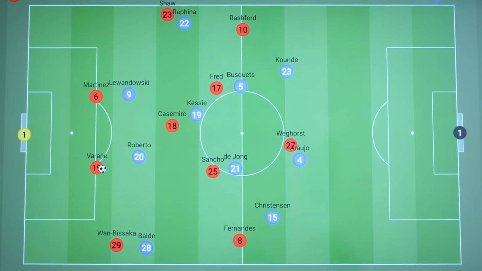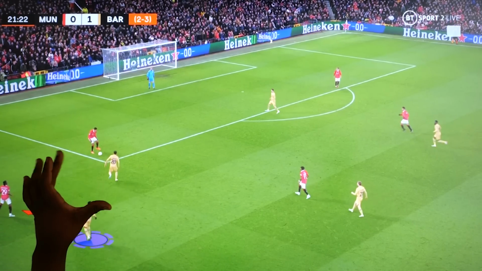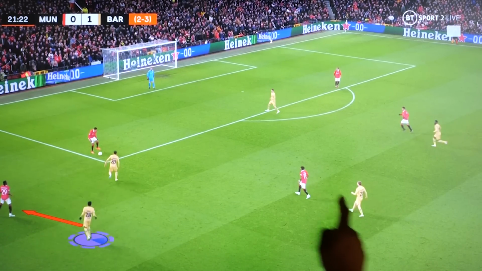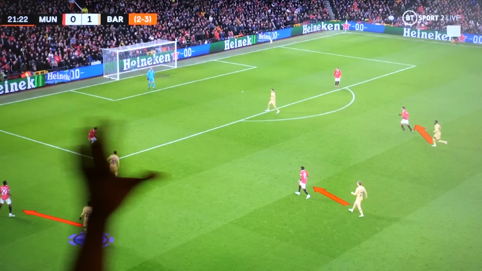In the first half, Barcelona could be confident with this pressing shape for a few key reasons. We see that Balde is able to push up onto Wan-Bissaka and Roberto continues to apply pressure onto Varane, whilst we still have a man-to-man situation in the midfield as well. So it's extremely difficult for United to play through.